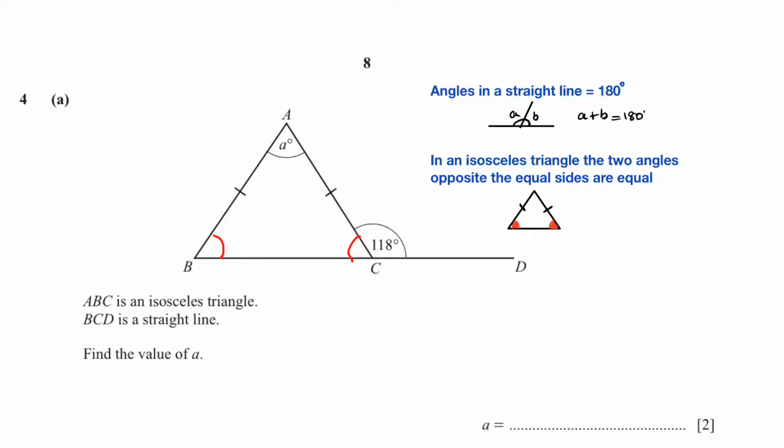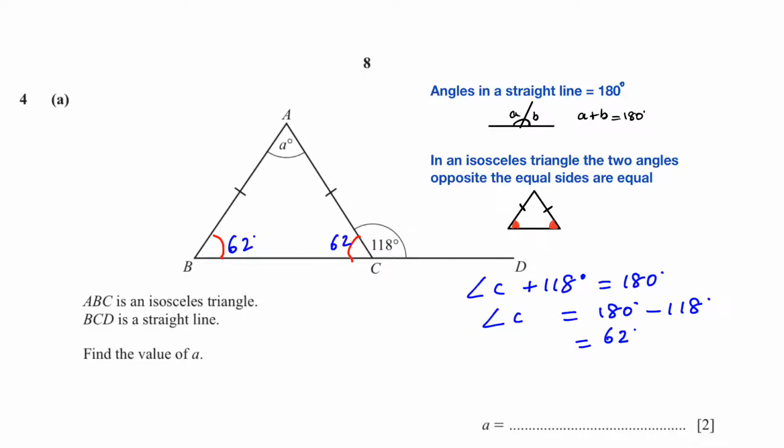Now in our question, this is an isosceles triangle, so angle B will equal angle C. And angle C plus 118 is angles in a straight line and they will equal 180. So first we are going to find C. Angle C plus 118 is equal to 180, so angle C will be 180 minus 118. We will get 62. So this is 62, and because it is an isosceles triangle, this is also 62.